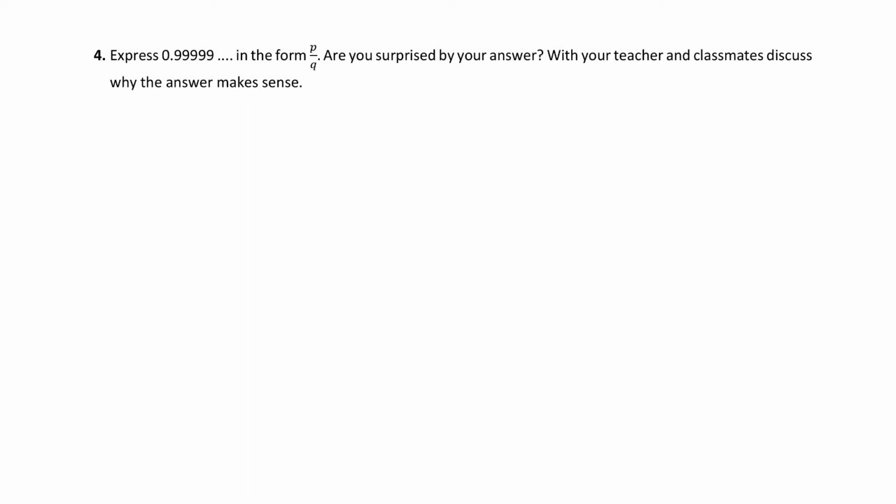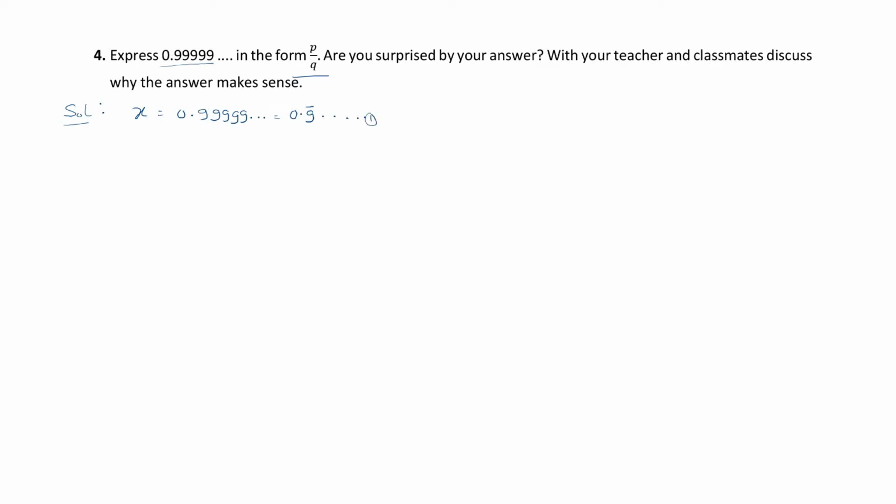Express 0.9999 in the form of p by q. Are you surprised by your answer? With your teacher and classmates, discuss why the answer makes sense. Okay, let's solve the first part of the question. So we convert this into the form of p by q. So again, similar. Let x equal to 0.9999 and so on. So we can say it is equivalent to 0.9, since the digit 9 is repeating. Right? So this is equation number 1.